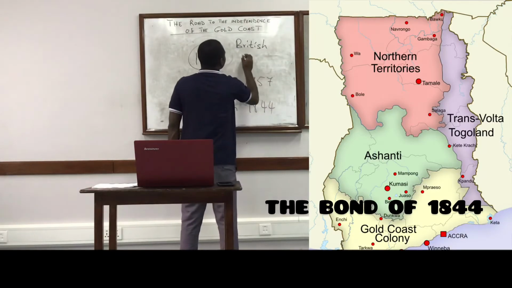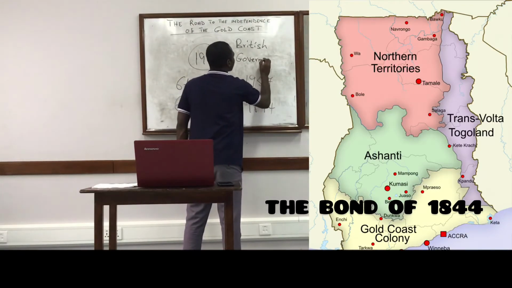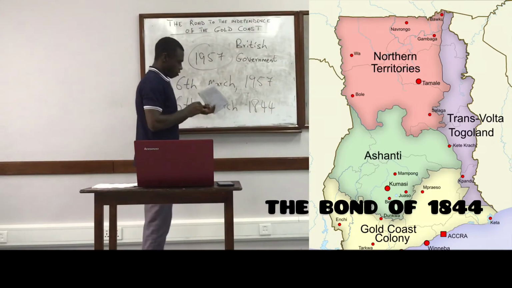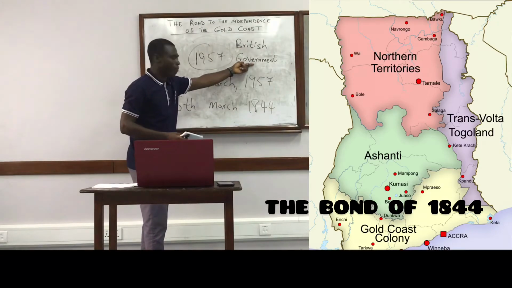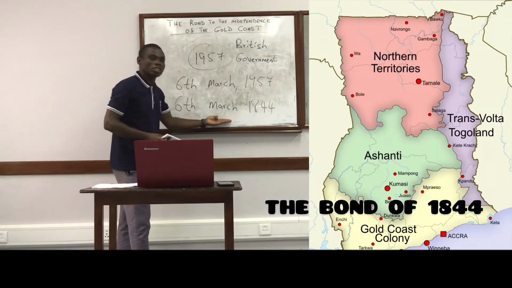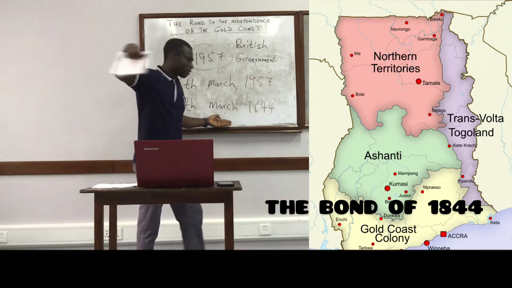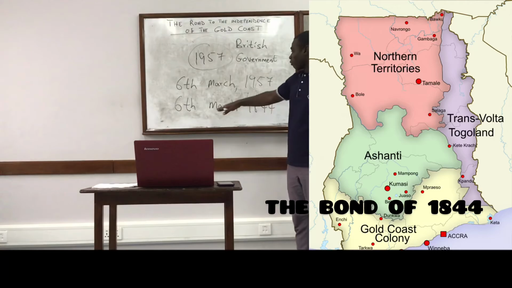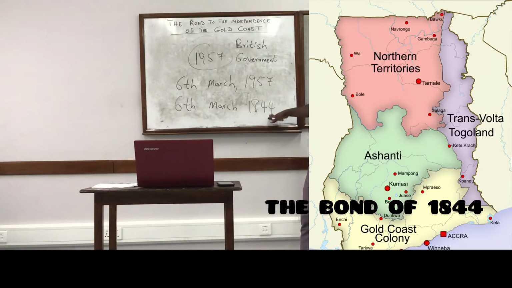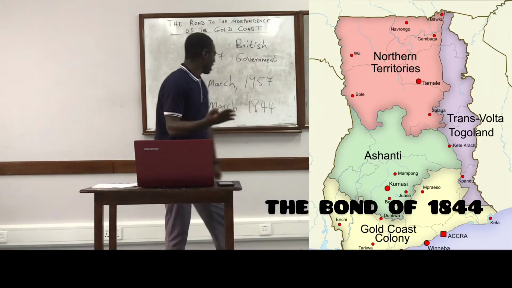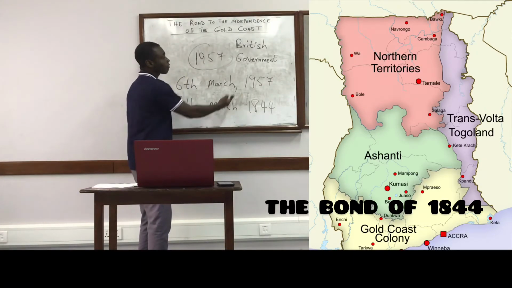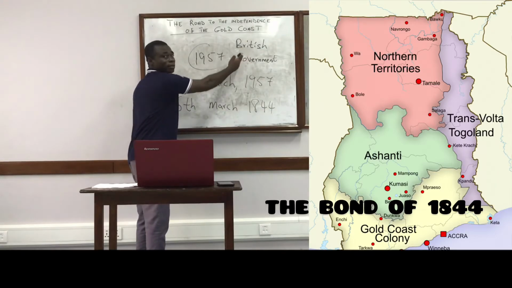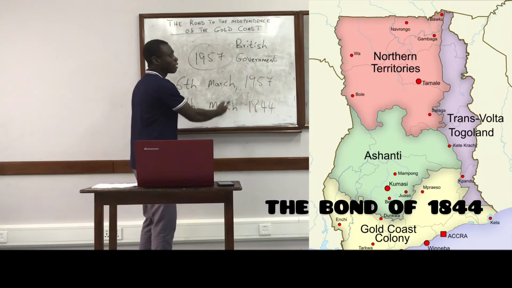The British government. For the British government to help them, to protect them from the Asante's invasion of the coastal lands. So, because of this, the Bond of 1844, as many of you know, the British had the idea that since they had signed this agreement with the coastal chiefs, the land had been given to them to protect.